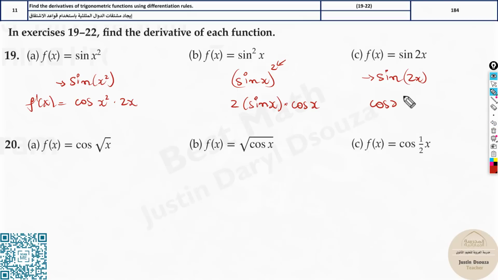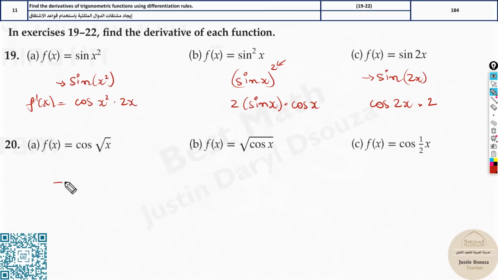It's not x now, it's 2x here. It's 2x, and then the derivative of 2x is just 2. That's the answer. Now over here, what happens? Same thing. This one is just like this.